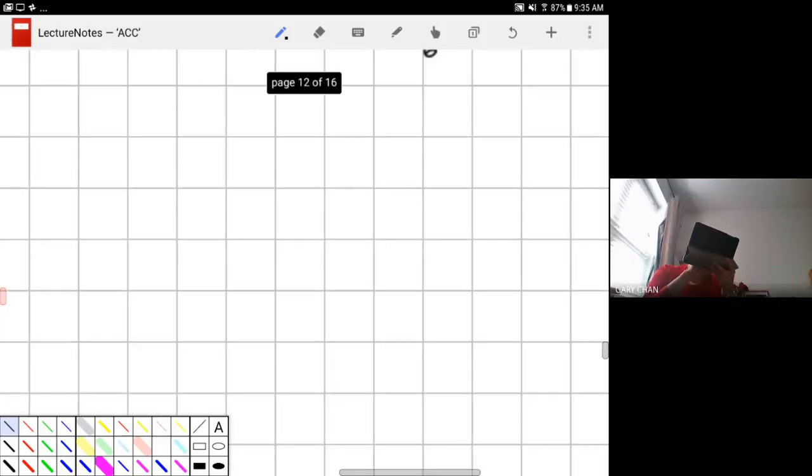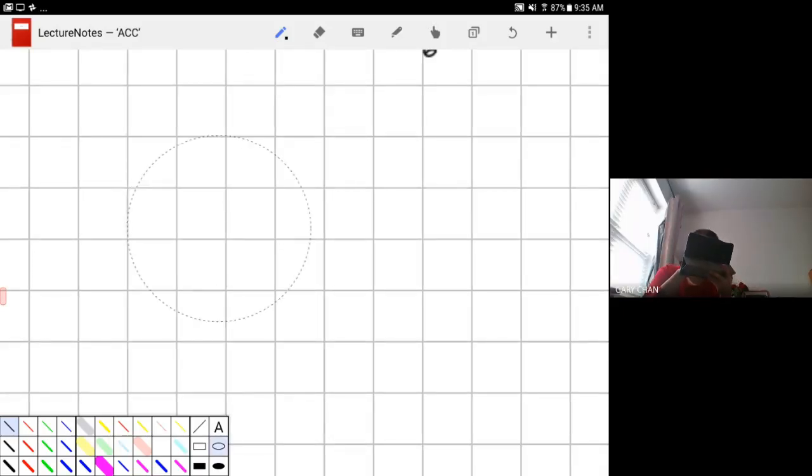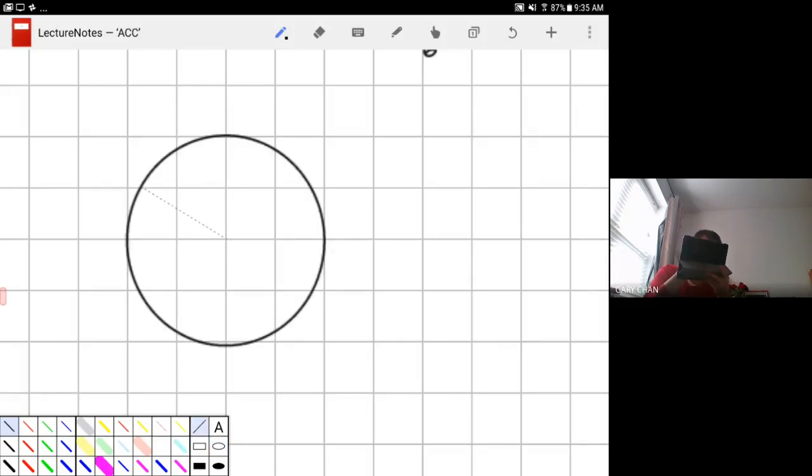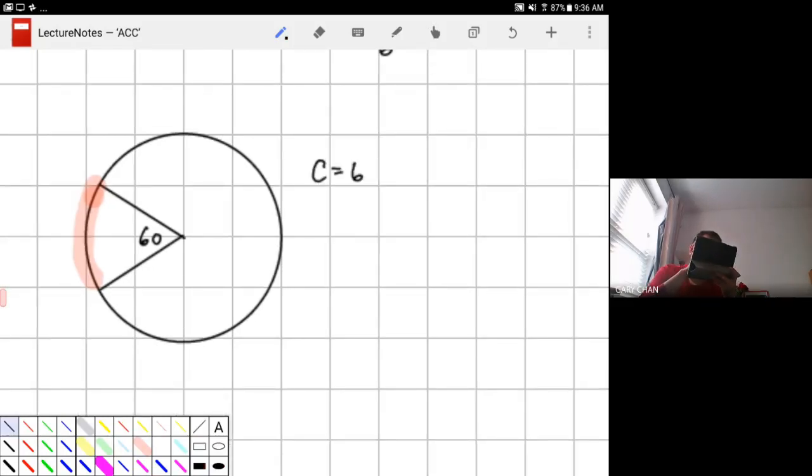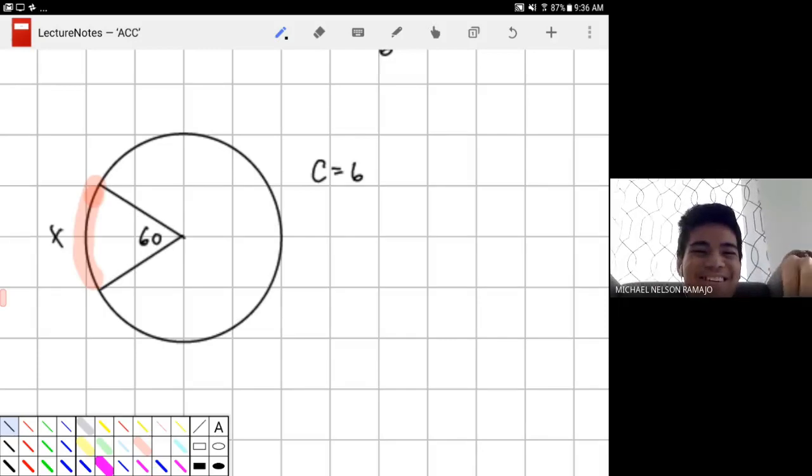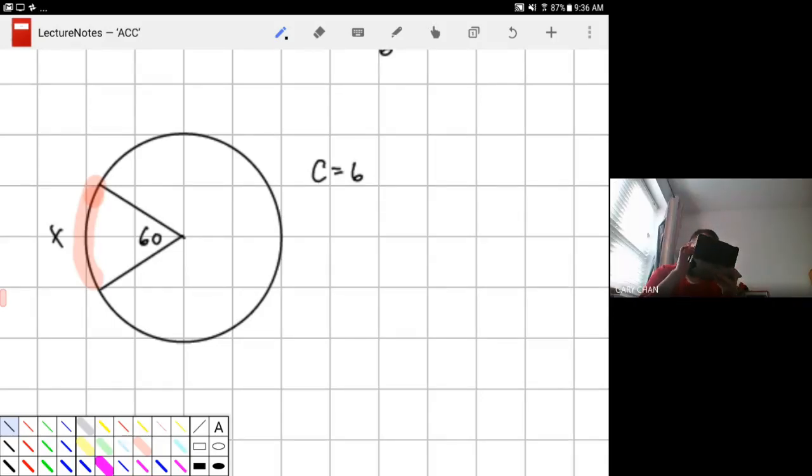So the answer is 1. Let's say you did not catch what Emmett and I are talking about, right? That you didn't understand exactly what we meant by that. So here you're told that this is 60 degrees, and this time you're asked to find out what the arc length is. Well, you know that the circumference is 6. We did this a while ago. This is like the problem before. Exactly. It's the same exact thing.